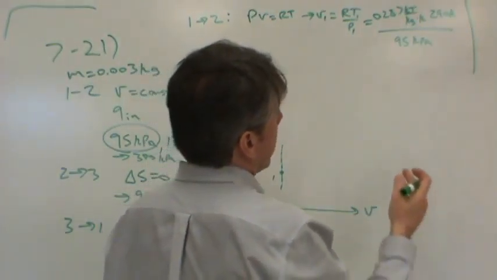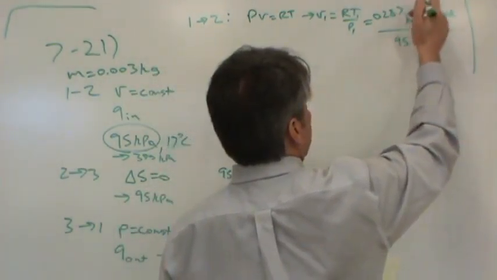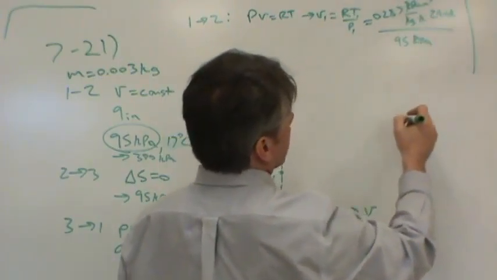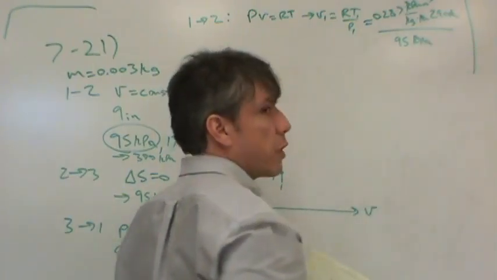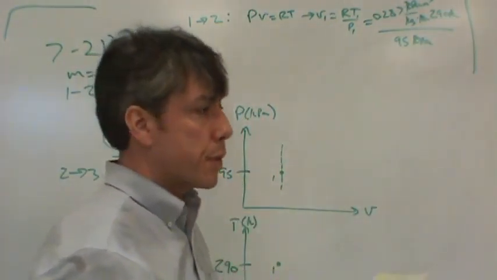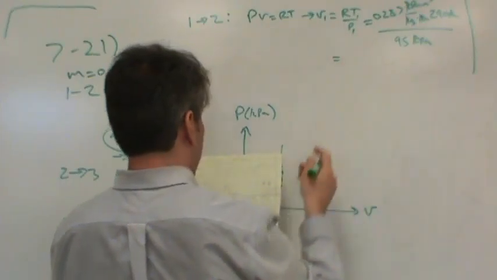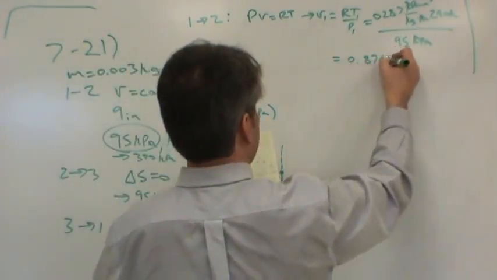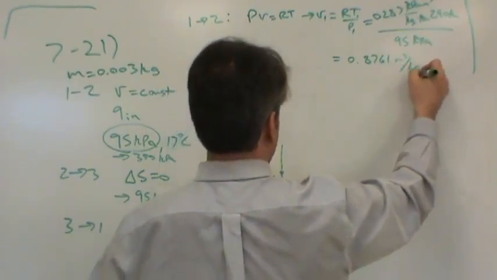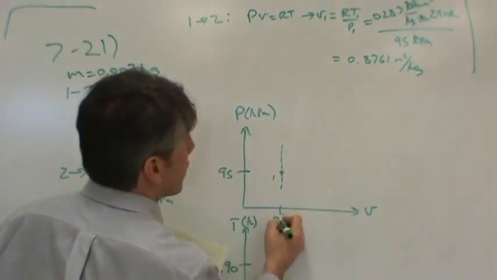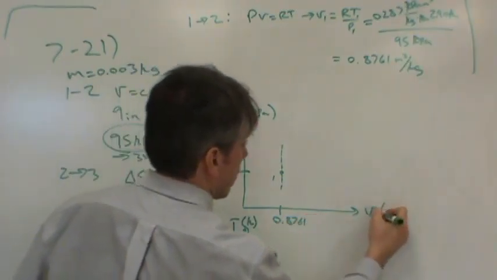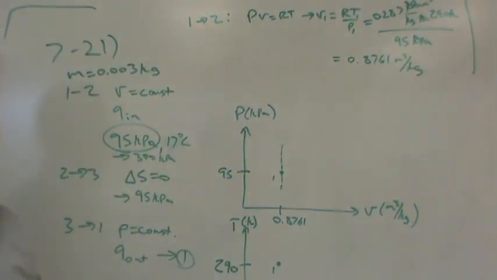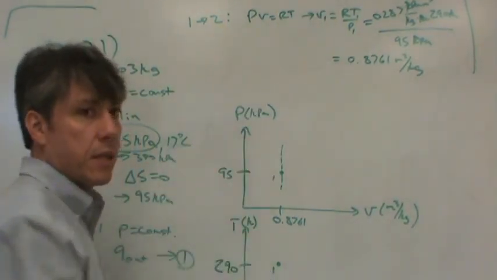Now, a kilojoule is a kilopascal times a cubic meter. So the kilopascals will go away, the Kelvin go away, and we'll have cubic meters per kilogram, which is appropriate for specific volume. In fact, the specific volume in state 1, when you throw all this in your calculator, is 0.8761 cubic meters per kilogram. So now I can actually put a number here, trying to put as much information on the PV and TS diagrams as I can.